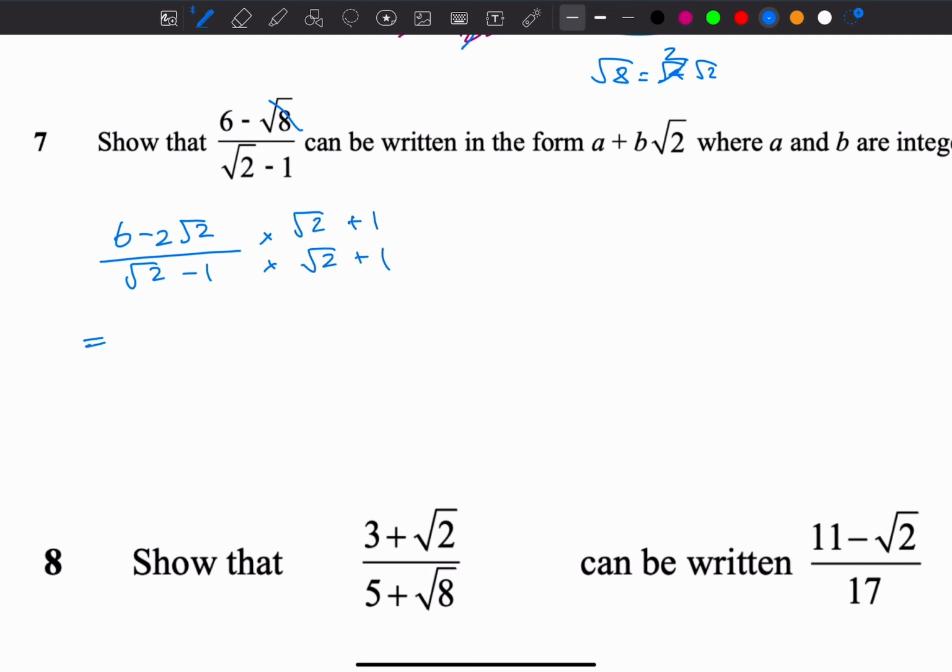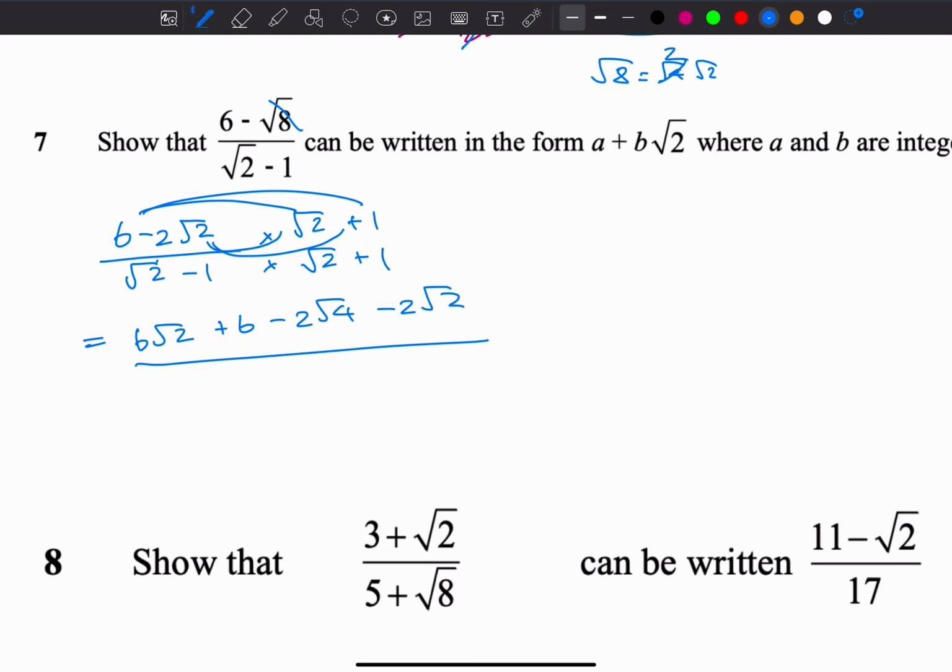If you multiply it, here and here, 6 root 2 plus 6, here and here, minus 2 root 4 minus 2 root 2, then 1 times 5, over, this one is the here and here, root 4 plus 1 root 2, just write root 2 anyways, minus 1 root 2, so just write minus root 2, minus 1. Always remember that cancel. Root 4 makes it 2. And this root 4 is 2. 2 times 2 makes it 4.